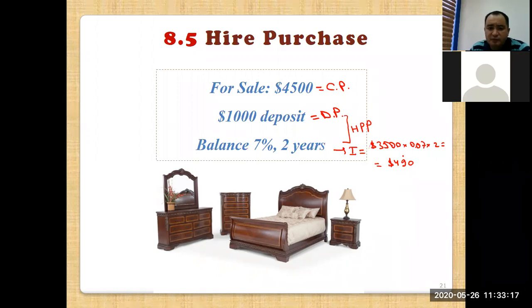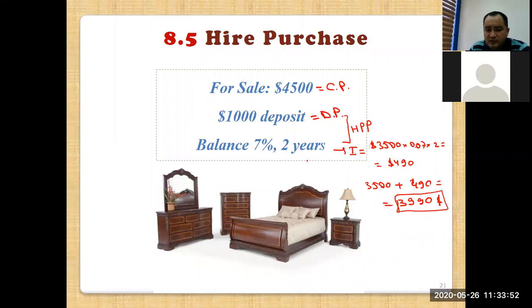What is the advantage of buying on hire purchase terms? We are not paying in cash, right? We are just paying a small amount, but for a long period of time, monthly. So how much do we need to pay by the end of 2 years? We have to pay this 3,500 plus the 490, which is equal to $3,990. So still, we owe this much to the company, right?